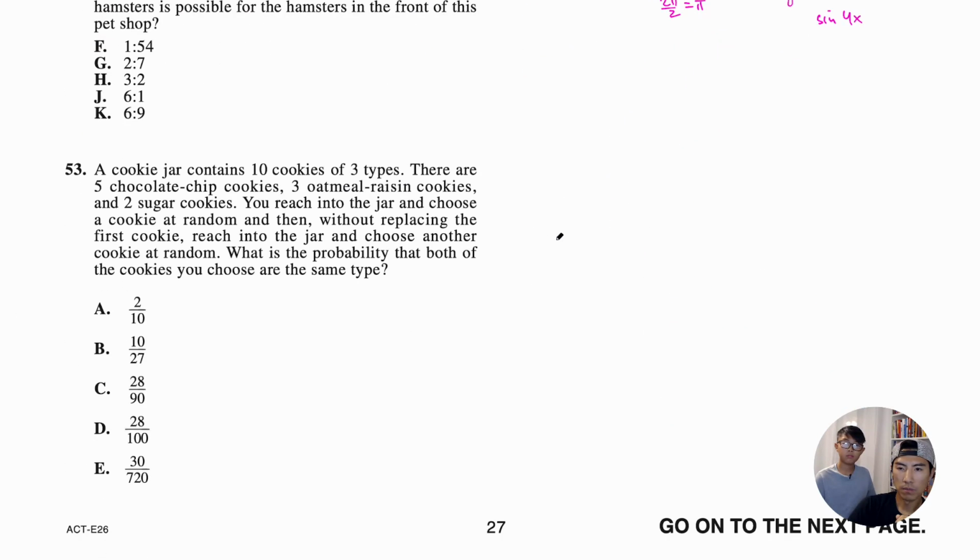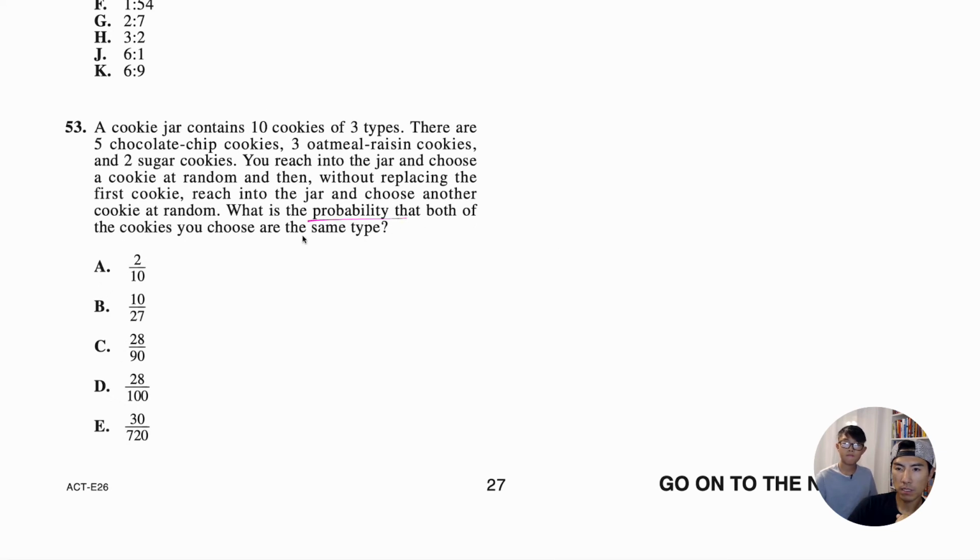Okay, 53. What is the probability that both of the cookies you choose are the same type? Okay, a jar contains 10 cookies of 3 types. So we have 5 chocolate chip, 3 oatmeal raisin, and 2 sugar cookies.